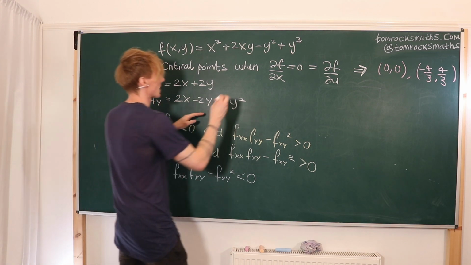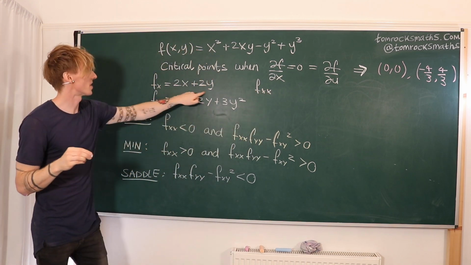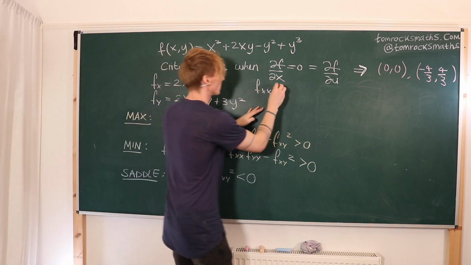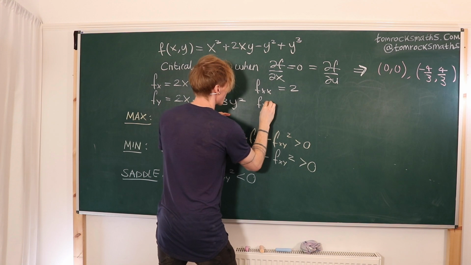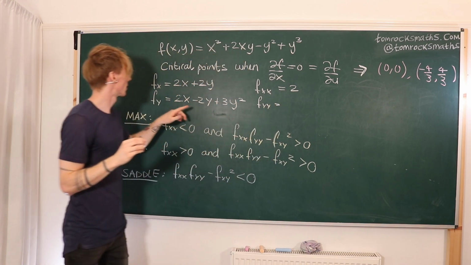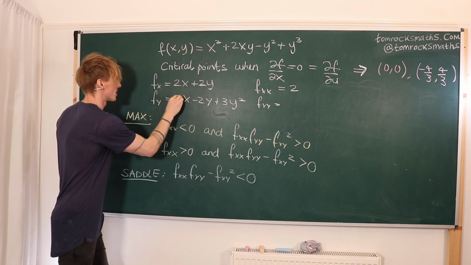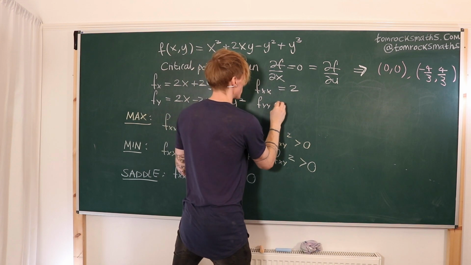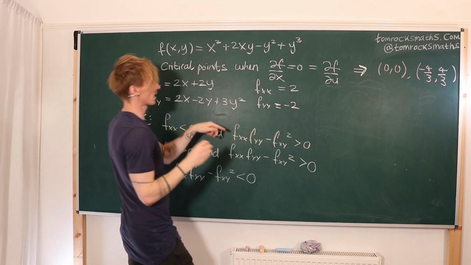So fxx means taking another x derivative of this. This is the only term with an x, so I'll just get 2. Fyy means taking the y derivative of this function. So I'll get minus 2 from that term, and then I've got plus 6y from there.